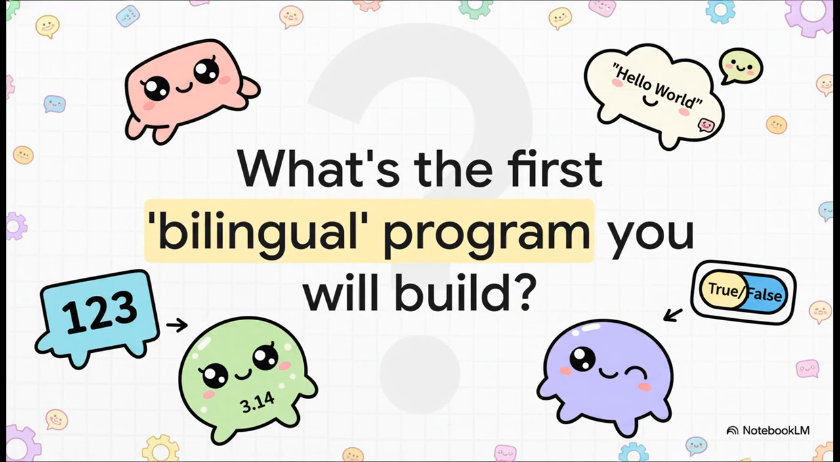And that's casting. It's this essential skill of teaching your program to be bilingual, to speak both the language of text and the language of numbers. And mastering it is a huge step that takes you from just writing commands to truly understanding how your program thinks about information. So now that you know how, what's the first bilingual program you're going to build?